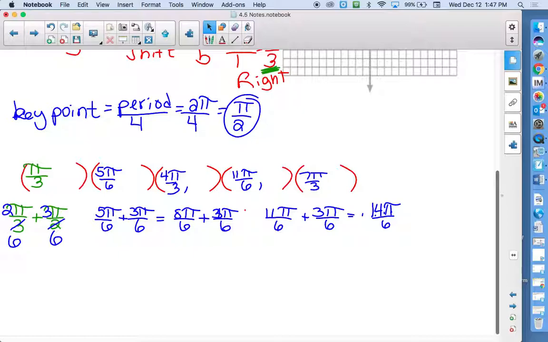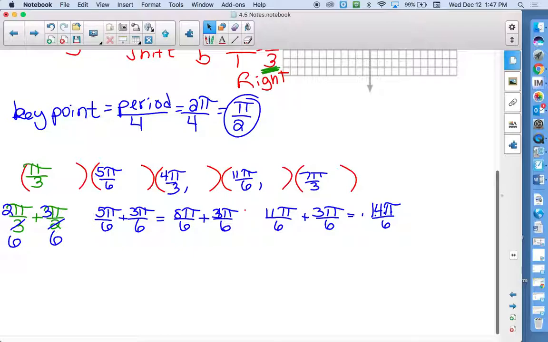If I look at the distance between the first and the last point, 7 pi over 3 minus pi over 3 is 6 pi over 3, which is still 2 pi. So it still has that period, even though we're starting at a new place and ending at a new place. And we've also added pi over 2 4 times. So we've added that period to get to the end of the graph.